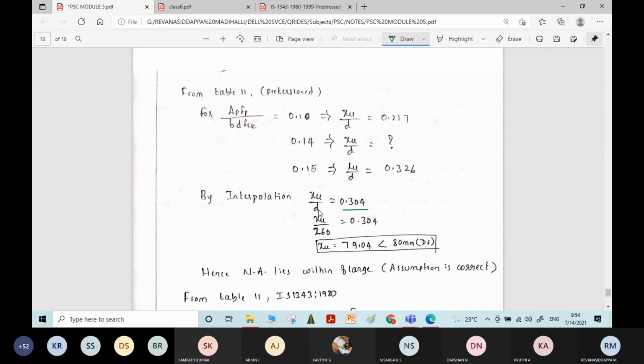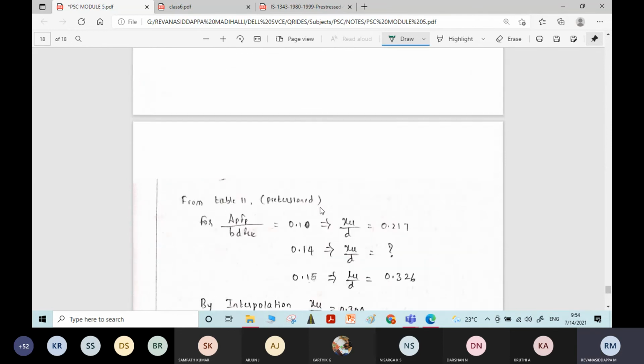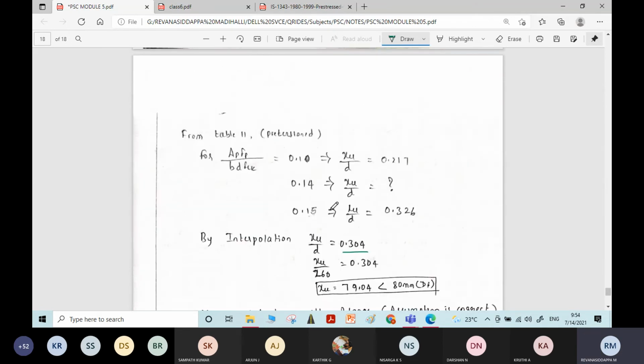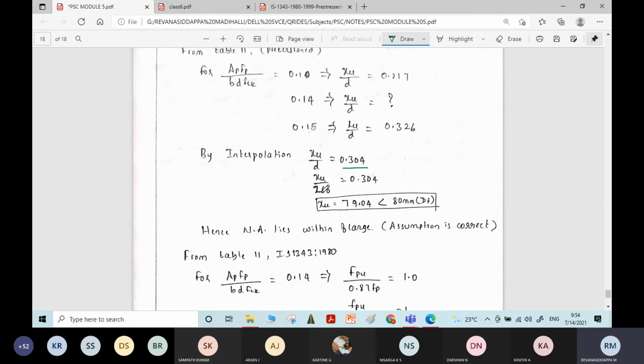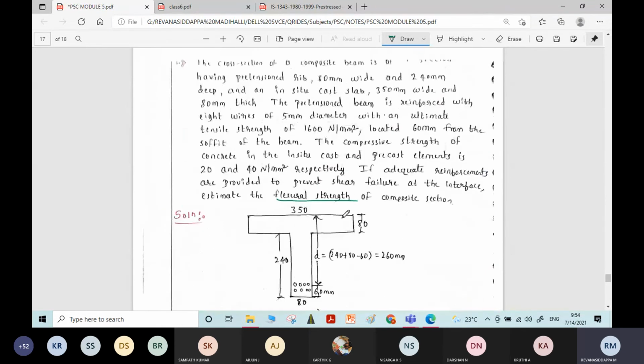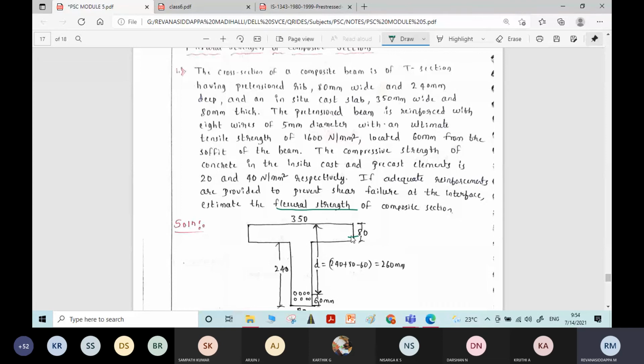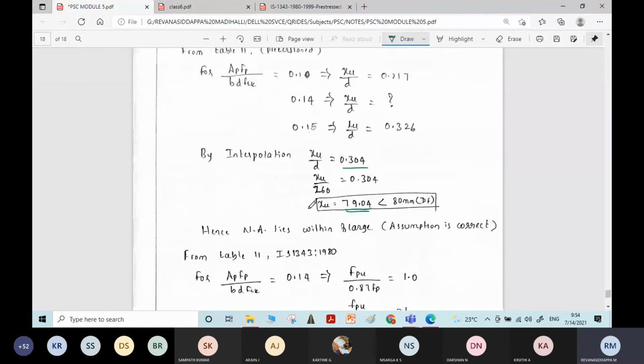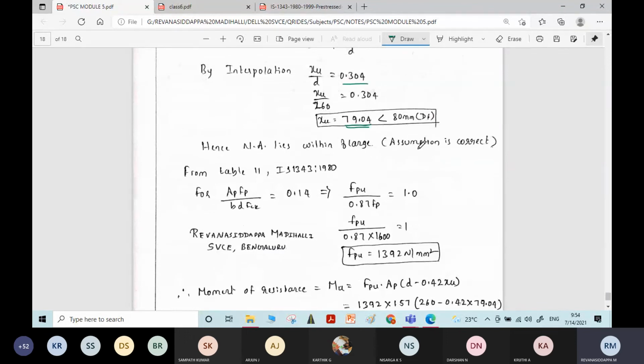The effective depth is known. Effective depth is 260 mm that we have calculated earlier. If you substitute 260 mm, you will get the depth of neutral axis. When I calculated, it is coming around 79.04 mm. The depth of neutral axis is 79.04, which means somewhere here it will come. Total depth of flange is 80, but the depth of neutral axis we have got is 79. So the neutral axis lies within the flange. Our assumption is correct.